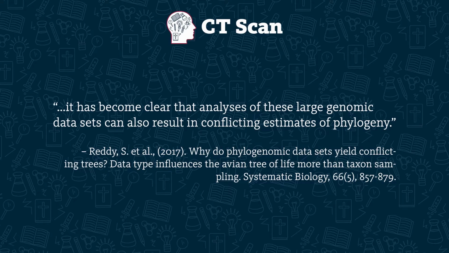People hoped that comparing large samples of many genes would help clear up which evolutionary trees were most likely correct. But, like a paper from 2017 explained, it has become clear that analyses of these large genomic data sets can also result in conflicting estimates of phylogeny. This study found different evolutionary trees resulted from looking at many coding DNA sequences versus many non-coding DNA sequences.